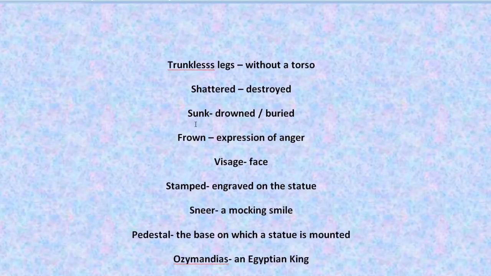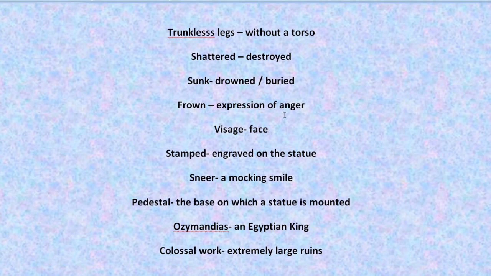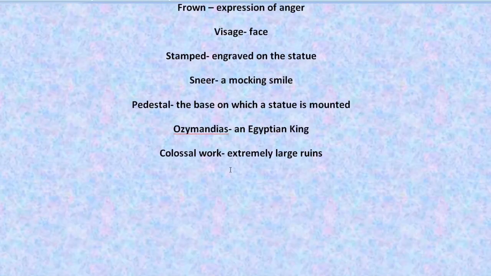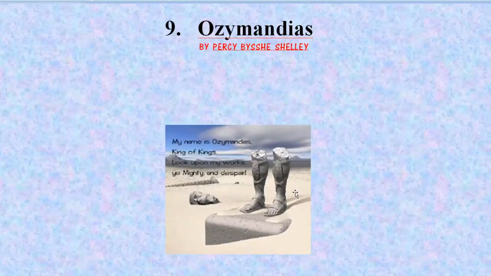So look at the word meanings. Trunkless legs: legs without a torso, or without the upper part of the body. Shattered means destroyed. Sunk means buried or drowned. Frown means expression of anger. Visage means face. Stamped means mark or engraved on the statue. Sneer is a mocking smile. Pedestal is the base on which a statue is mounted. Ozymandias is an Egyptian king about whom the whole poem is. Colossal wreck means extremely large ruin.